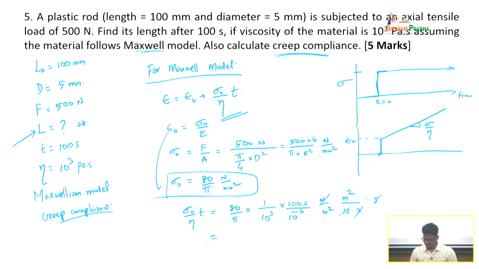So, what do we have here? We have 8 into 10 power 3 by pi into 10 power 3, minus 3. So, this would be 8 by pi into 10 power 6. This is going to be a non-dimensional unit, right.